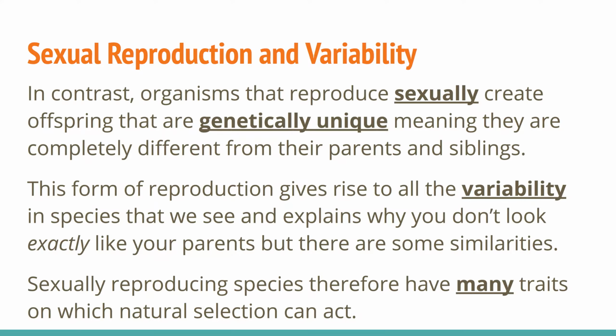In contrast, organisms that reproduce sexually create offspring that are genetically unique, meaning they are completely different from their parents and siblings. This form of reproduction gives rise to all the variability in species that we see and explains why you don't look exactly like your parents, but there are some similarities. Sexually reproducing species therefore have many traits on which natural selection can act.